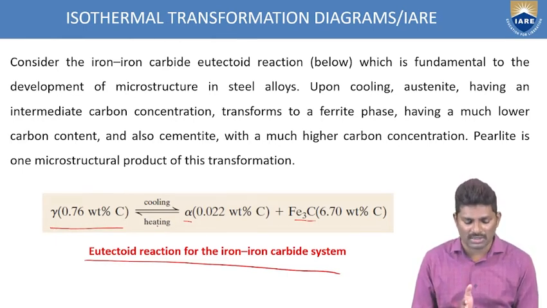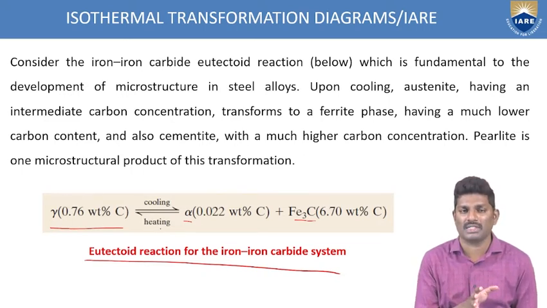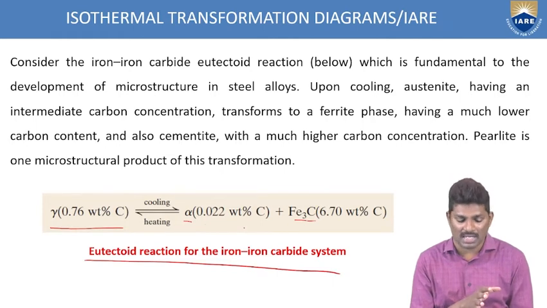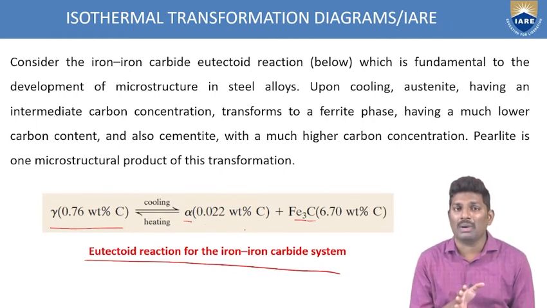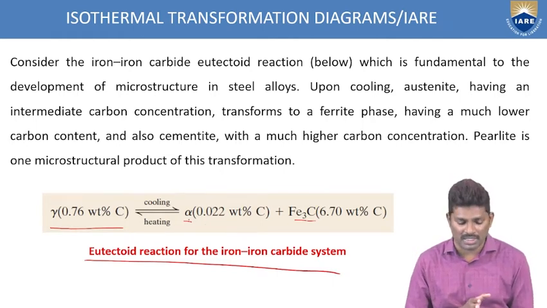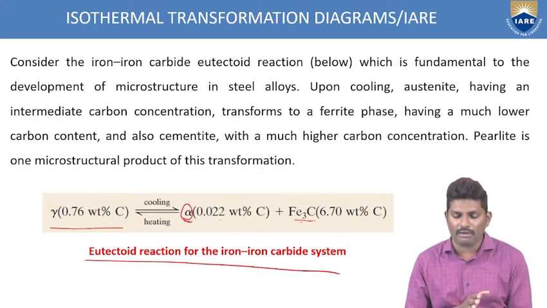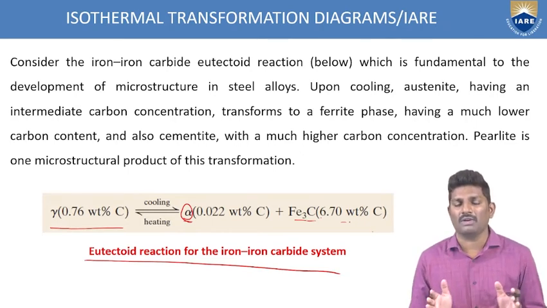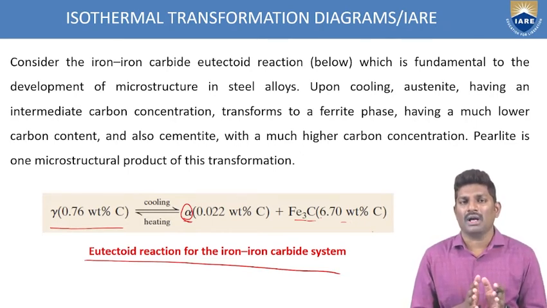During the cooling process, this austenite at 0.76 weight percentage is transformed into pearlite. Pearlite is a combination of alpha at 0.008% plus cementite at 6.70%. So like this, you have to write the equation to show how it is transformed from one phase to another phase.